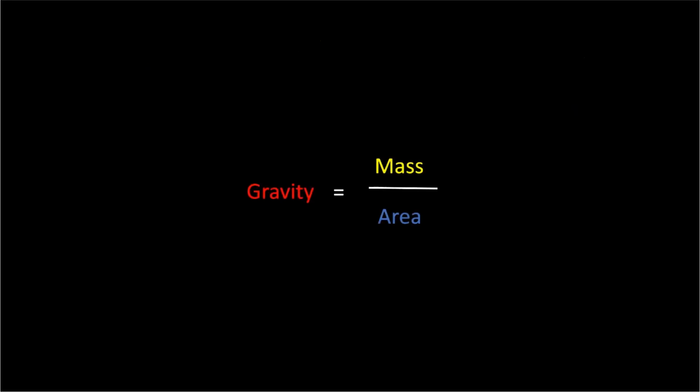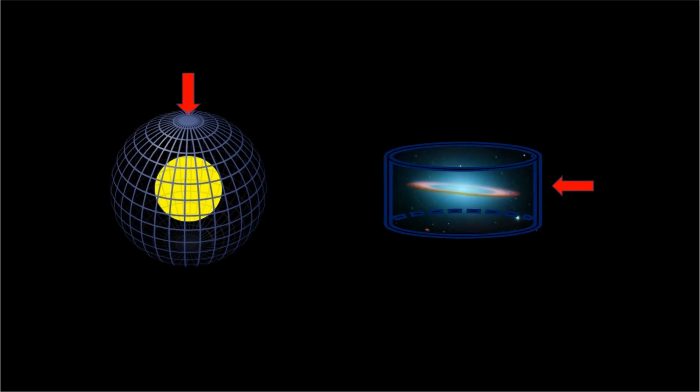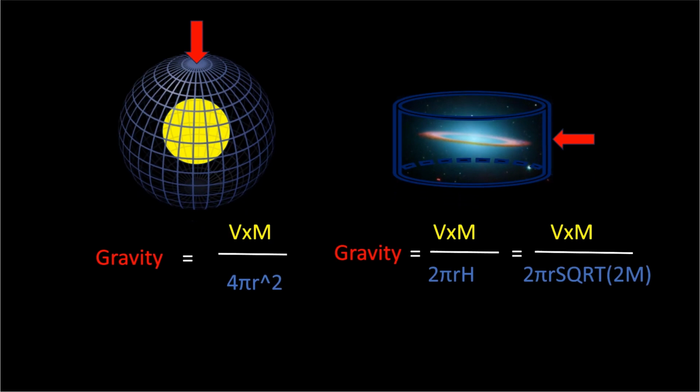So now we're left with the formula gravity equals mass divided by area. If we're looking for the gravity of a single object, then we can use the surface area of a sphere. If we're looking for the gravity around a galaxy, then we can use the surface area of a disk. And so now we can get the formulas for a single object as gravity equals the mass divided by the surface area of a sphere, 4 pi r squared. Or if we're looking at a galaxy, we can take the gravity as equal to the mass divided by the surface area of a disk, 2 pi r h, or 2 pi r square root 2m.